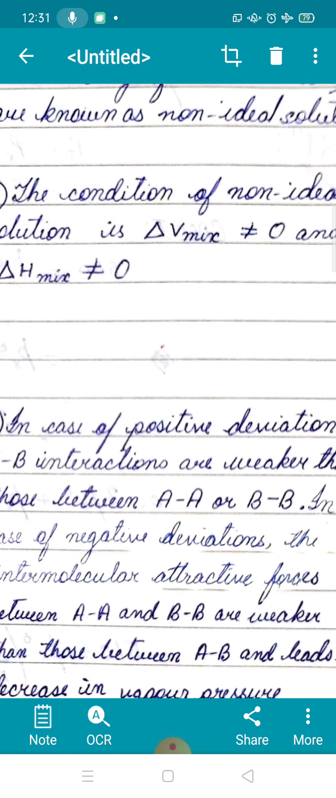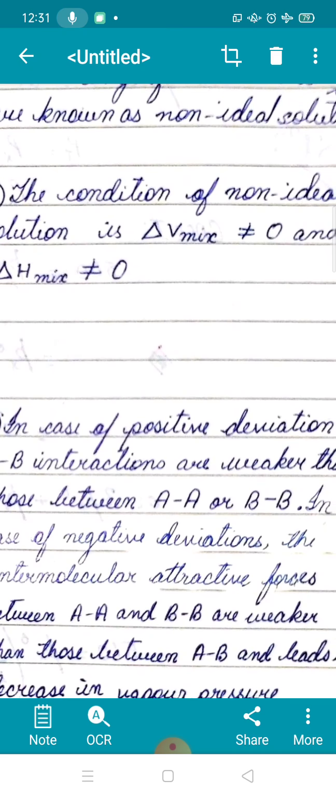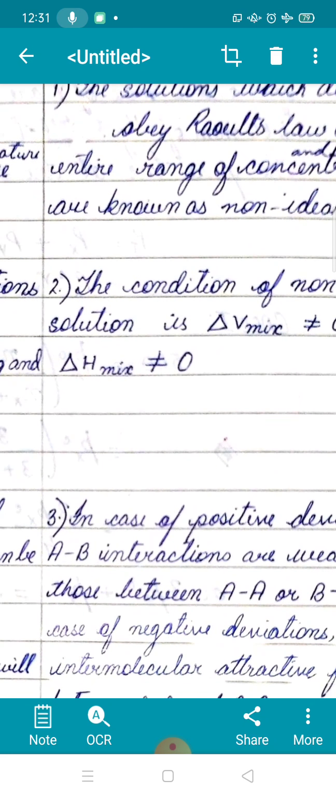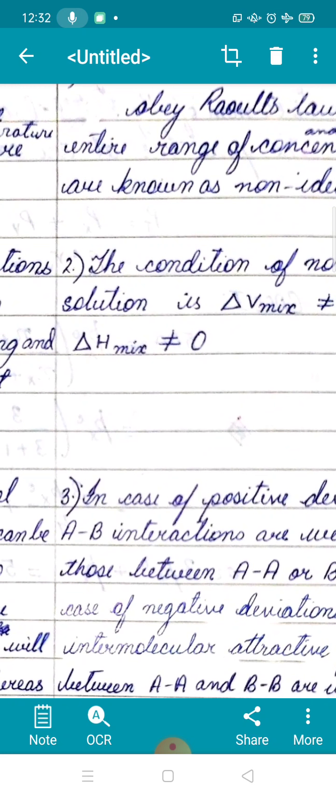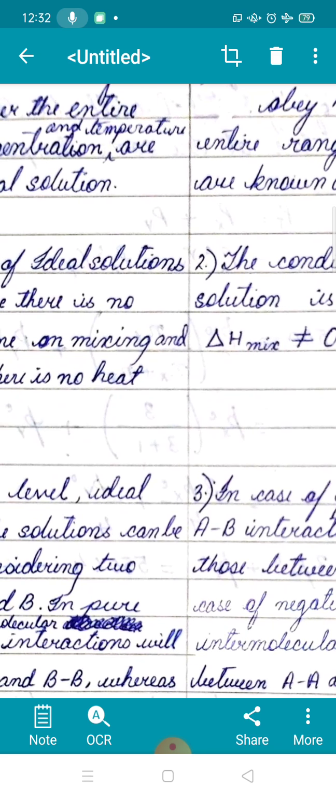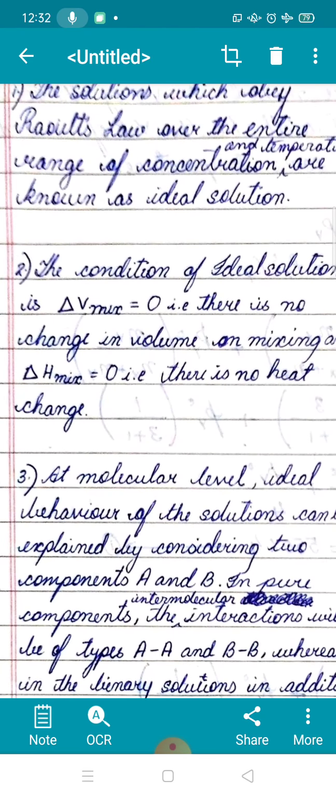But if it is a non-ideal solution, as you know, the interactions are not the same, so it may happen that the new interaction is either weaker than the original interaction or stronger than the original interaction. As a result, a stronger bond or a weaker bond may form. That's why delta H mix will be non-zero. So that's the meaning.